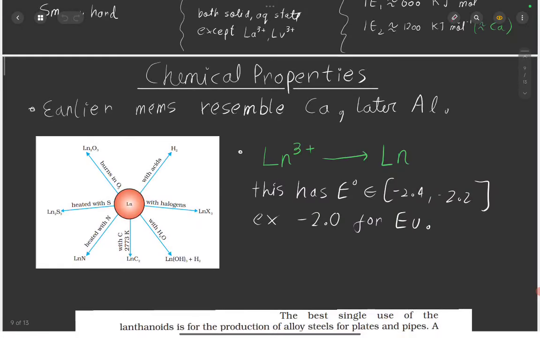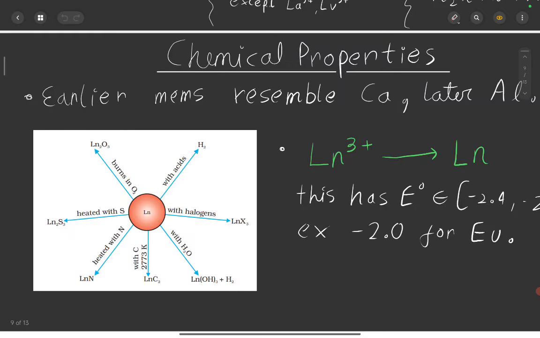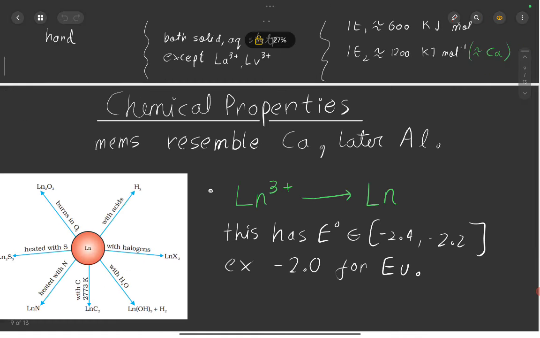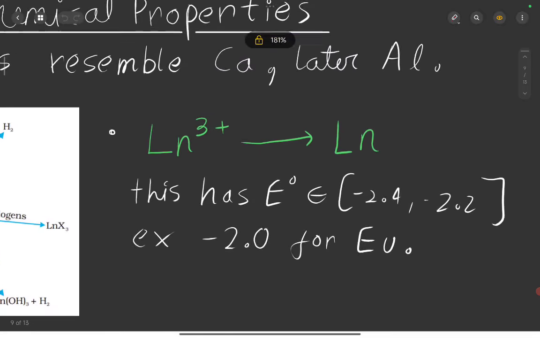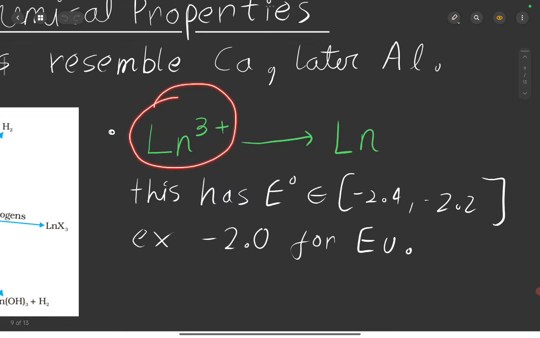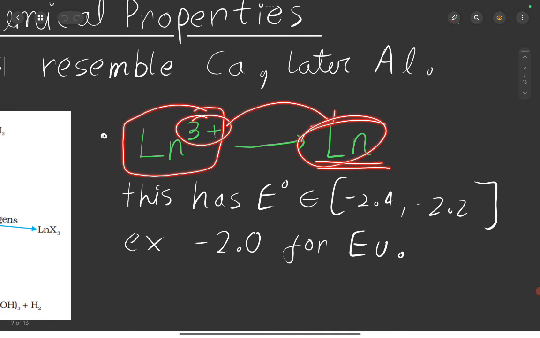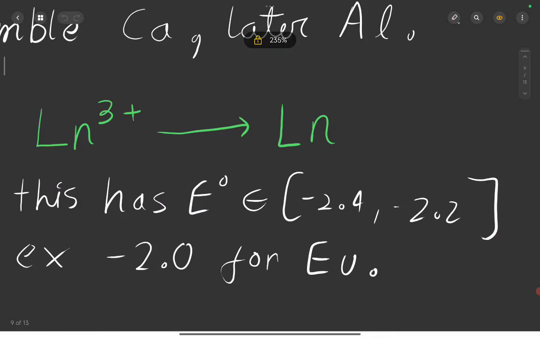Let's look at their chemical properties. Now, the earlier members of the lanthanoids resemble calcium in their chemical reactions, but the later ones start resembling aluminium. Okay. Now, you know their plus 3 state is the most stable state, and if you want to turn the lanthanoid plus 3 ion into its solid metal, this reaction is non-spontaneous and its E naught lies between minus 2.4 to minus 2.2.